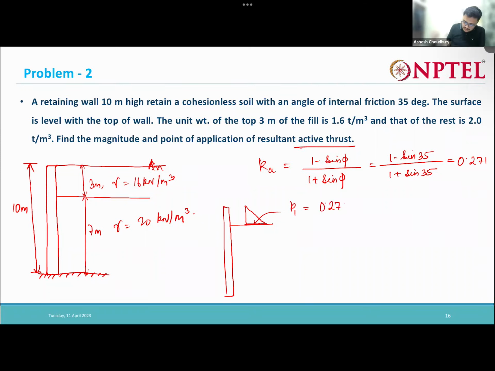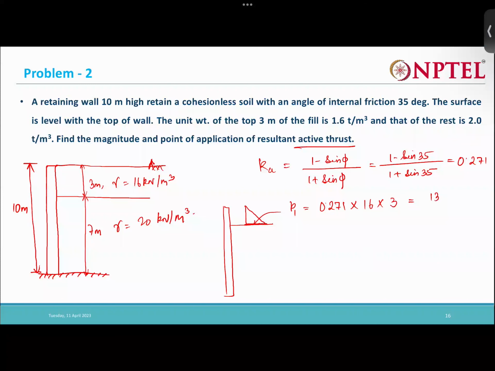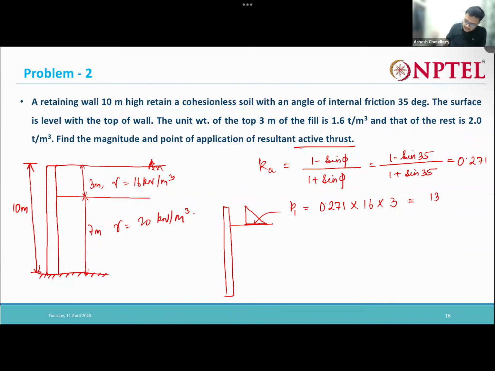Ka into 7 into 16 into 3. Right. So how much will it be? 13. 13 kilonewton per meter.